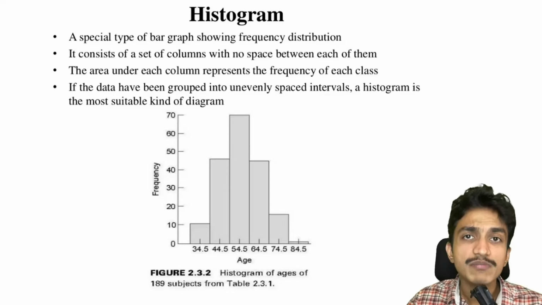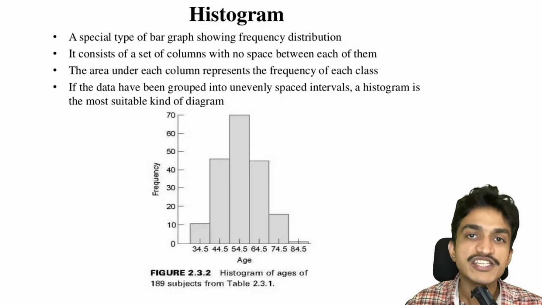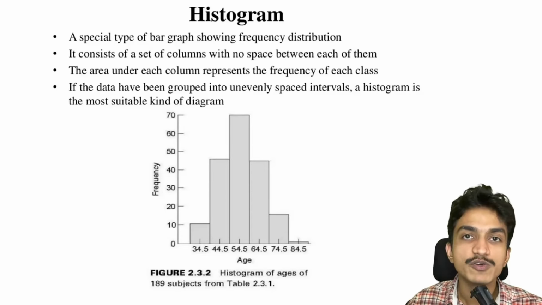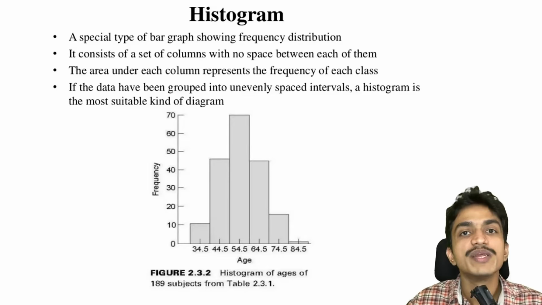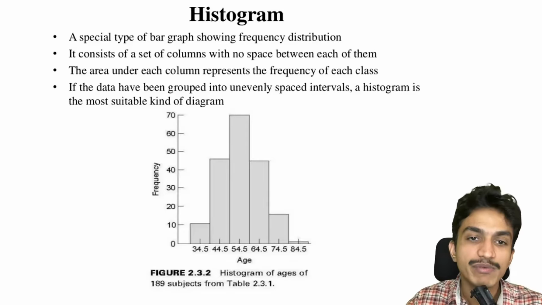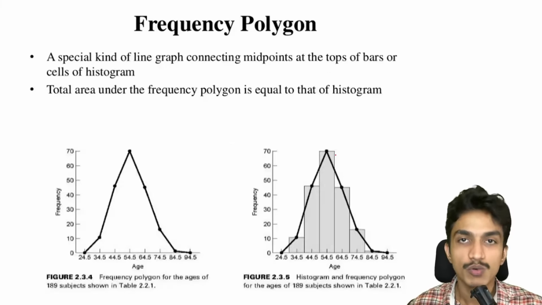Histogram is used for frequency. For example, the patients' age group is divided into 10 to 20, 20 to 30, 30 to 40. So how many patients are there in each of them? That can be represented in the form of a histogram. So this is how a histogram looks.